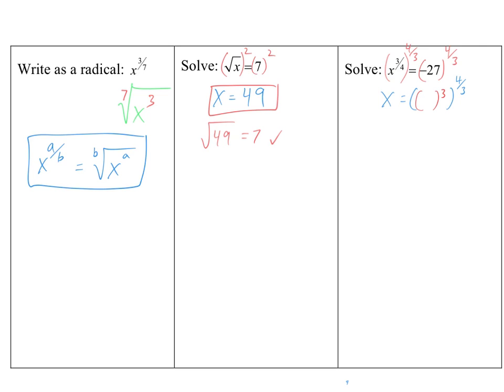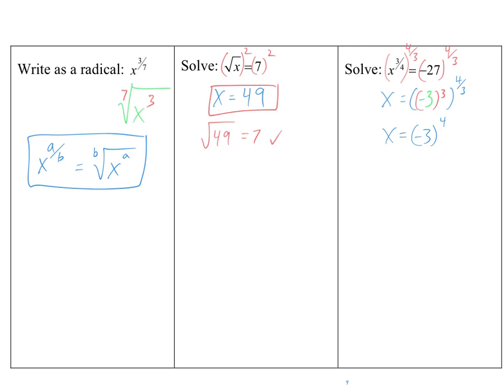So what to the 3rd power gives you negative 27? What's that going to be? Hopefully you can see that would be negative 3. You got to do some problem solving here. Now, won't negative 3 to the 4/3 power, don't you multiply those exponents? Don't the 3's cancel, leaving you 4? So what I have now is x equals negative 3 to the 4th power.